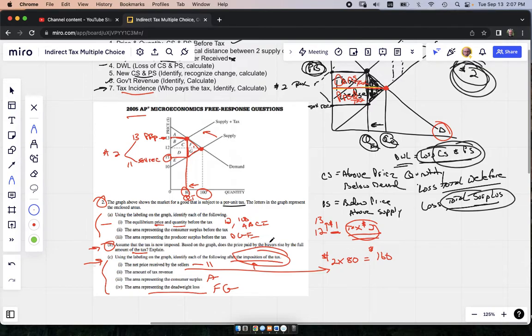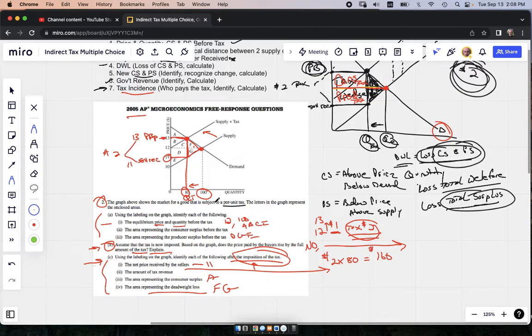Does the price paid by the buyer rise by the full $2 of the tax? No, it doesn't. That's going to get you 1 point. And then the explanation on all of these FRQs is another point, and you want that other point for explaining. This just means why. Think of explain as why. Why doesn't the price rise by the full amount of the tax?